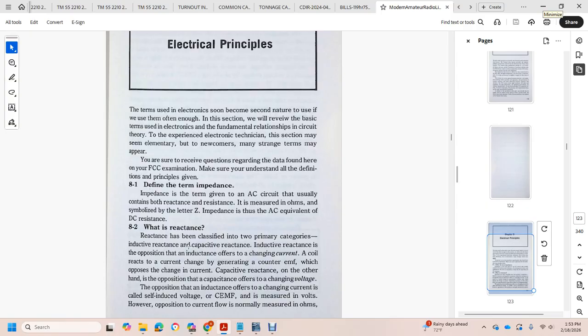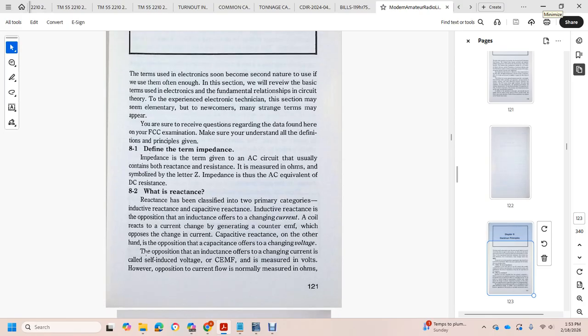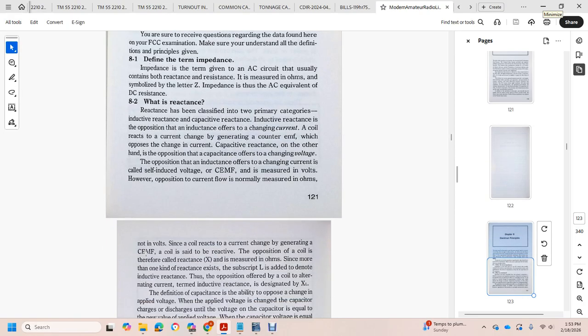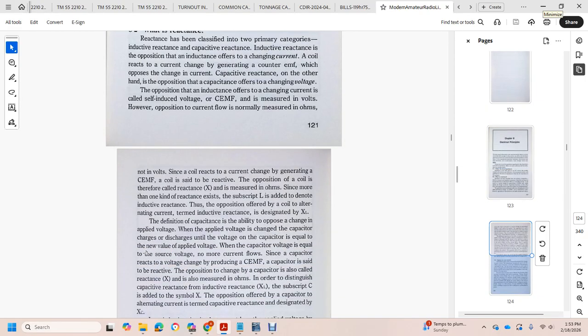Inductive reactance is the opposition inductance offers to the change of the current. A coil reacts to a current change by generating a counter EMF, which opposes the change of the current. Capacitive reactance, on the other hand, is the opposition a capacitance offers to the change in voltage. The opposition inductance offers to the change of the current is the self-induced voltage, or CEMF, measured in volts, over how the opposition current flows, normally measured in ohms, not in volts.